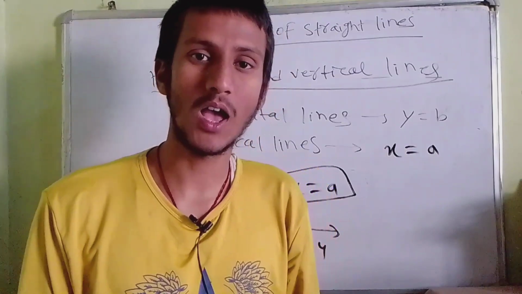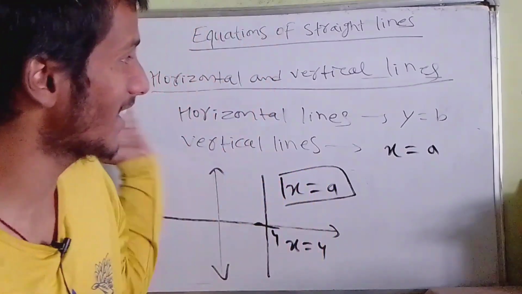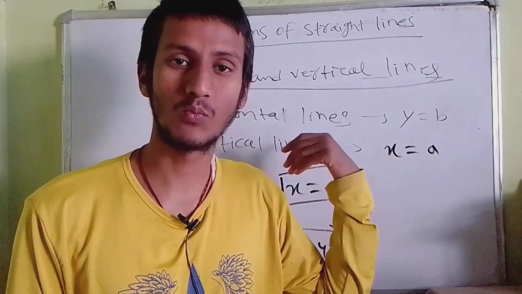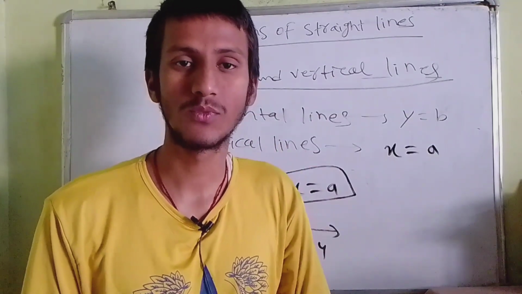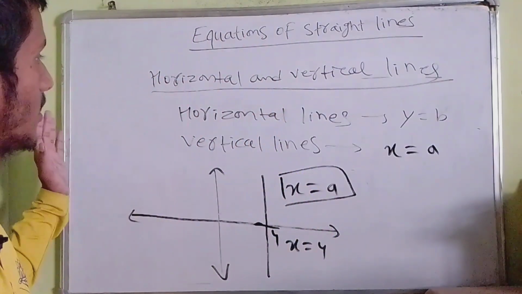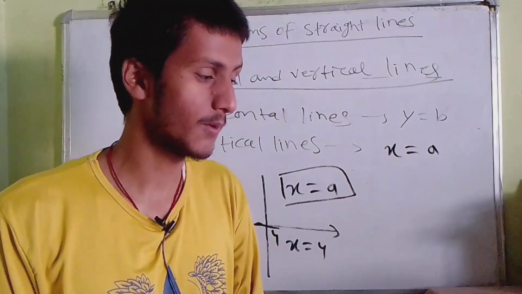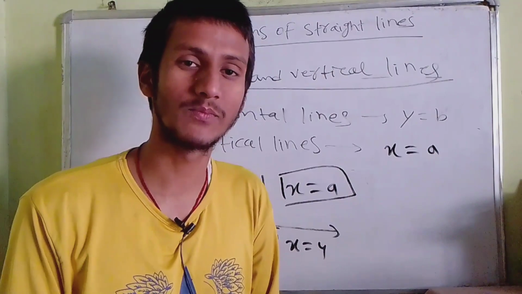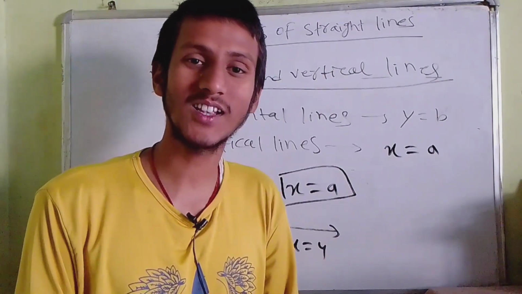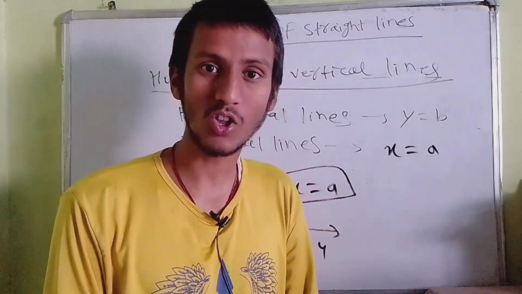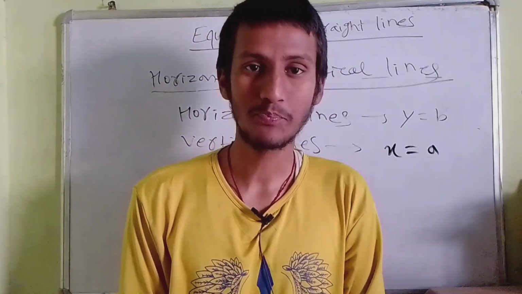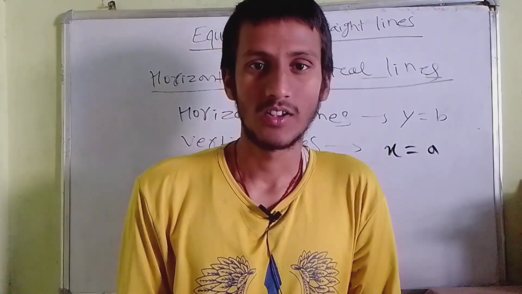Now I'm thinking of talking about the next thing, which is the first form of equation of straight lines, the slope intercept form. But this video went too lengthy, so I'm going to do that in the next video, where we're going to talk about the slope intercept form of equations of straight lines. Okay, so I say goodbye for now.